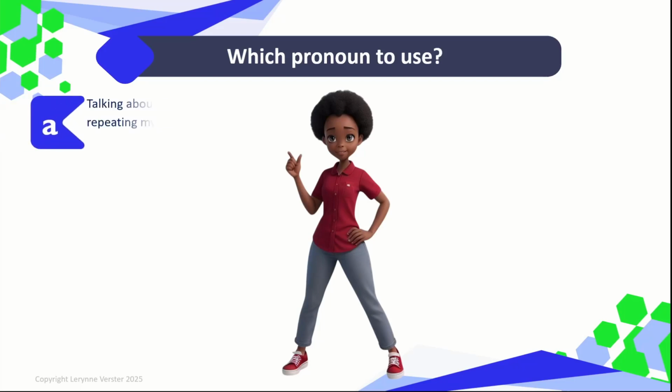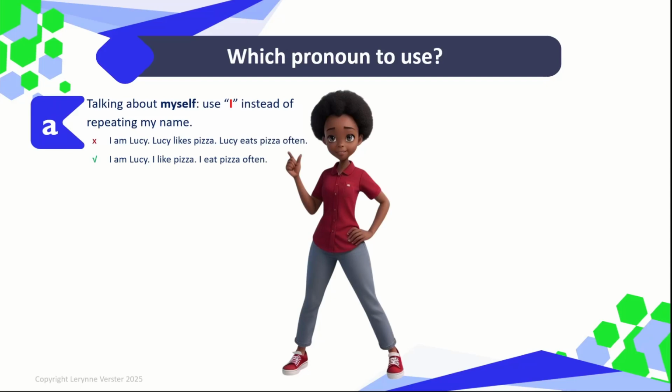If I'm talking about myself, I would use I instead of repeating my name. For example, instead of I'm Lucy. Lucy likes pizza. Lucy eats pizza often. I would rather say I'm Lucy. I like pizza. I eat pizza often.